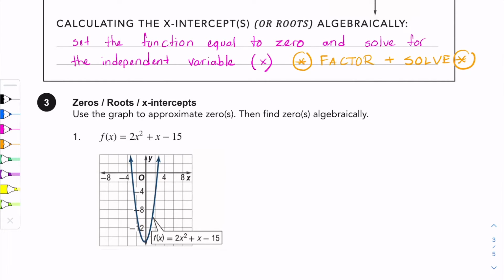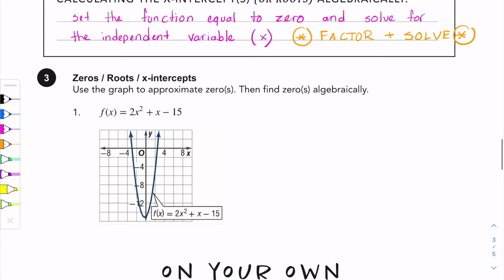First example, we're going to pull our answers from the graph, and then we're going to check them algebraically. Pulling our answers from the graph, looks like we have an x-intercept at -3, approximately, and another one at like 2.5 maybe.